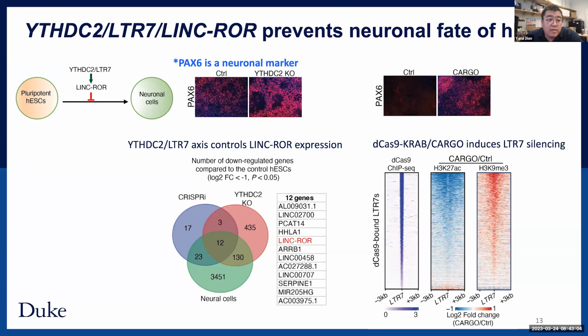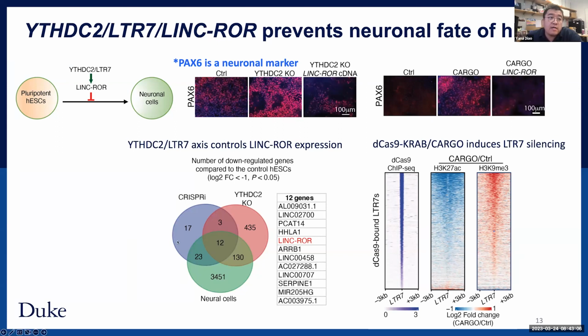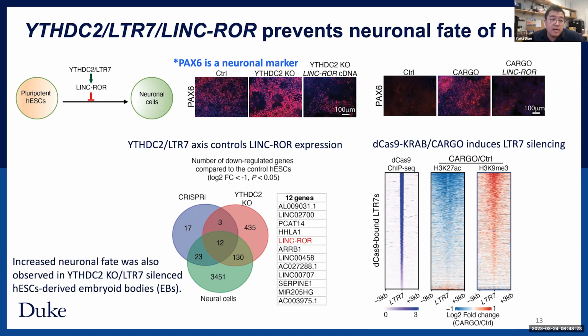We tried to overexpress LINC-RR in YTHDC2 knockout and LTR7 silenced cells, and we found that overexpression of LINC-RR can indeed rescue the neuronal differentiation phenotype of YTHDC2 knockout and LTR7 epigenetic silencing. In the interest of time, I didn't show the data.